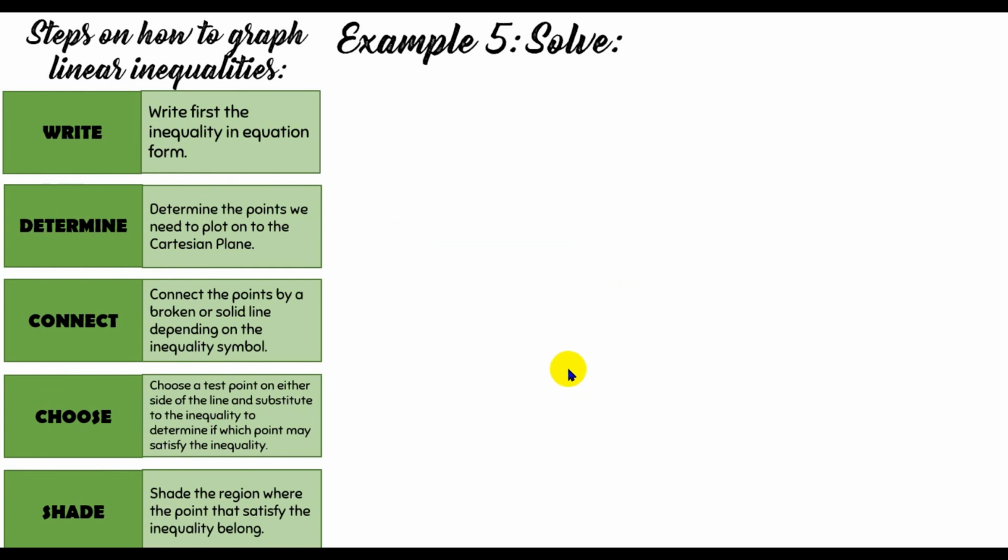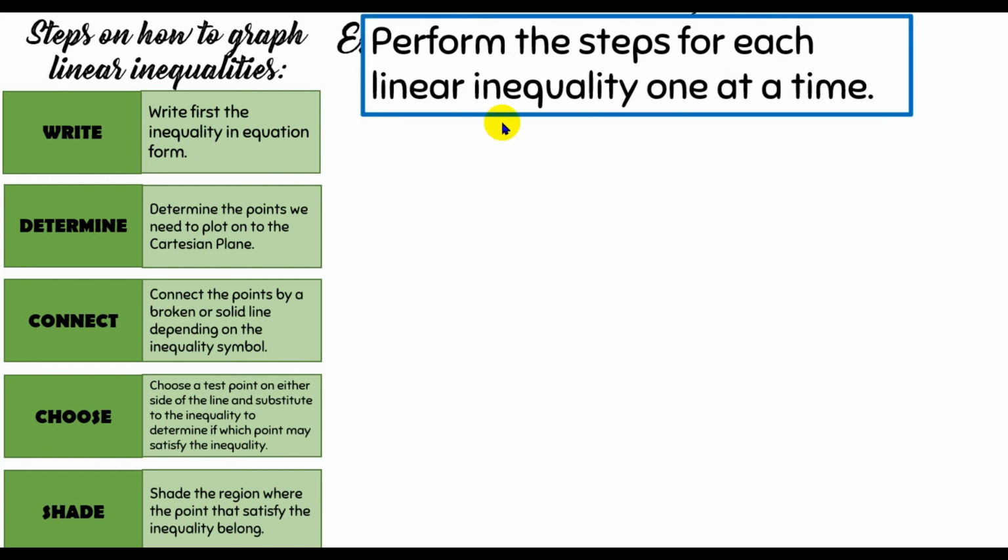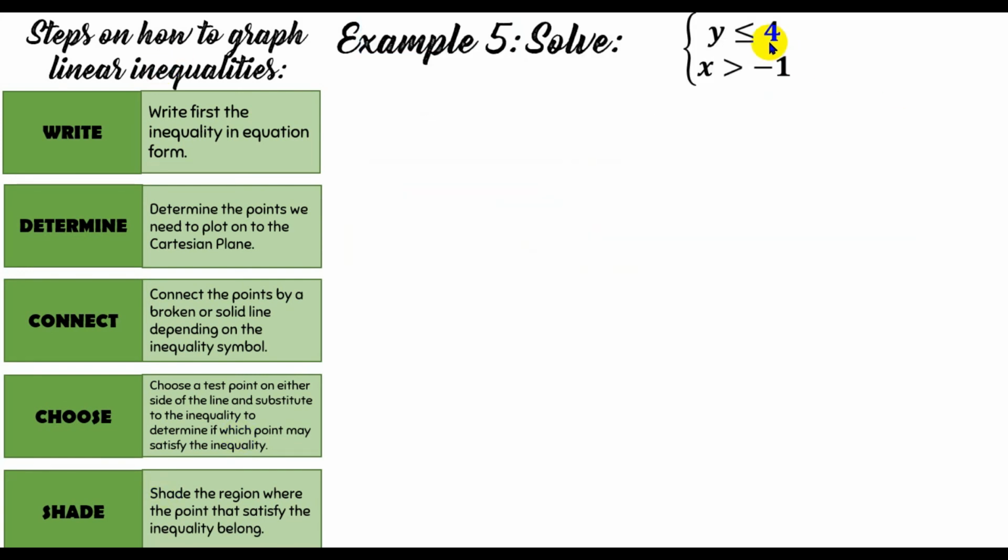Example number 5. So we have here y is less than or equal to 4 or x is greater than -1. Do not forget to perform these 5 steps one at a time. So let's start with the first linear inequality. Y is less than or equal to 4, magiging y is equals to 4, and this is in the form of slope-intercept form. Yung slope nga lang po niya ay 0.